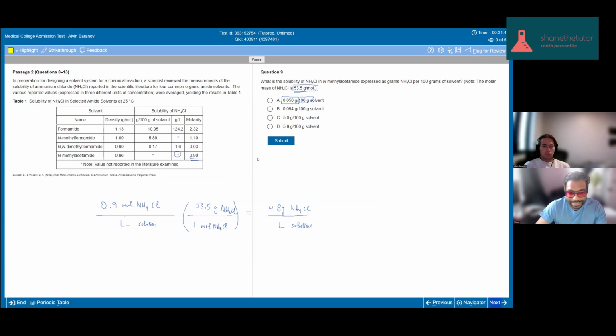And now I need to convert the liter of solution or solvent into mass, right? This is where we can use the density value. So let's convert this into milliliters. 1E negative 3 liters is 1 milliliter, right? And we know that the density of the solvent is 0.96 grams per milliliter. So in 1 milliliter, we would have 0.96 grams of the solvent, right?